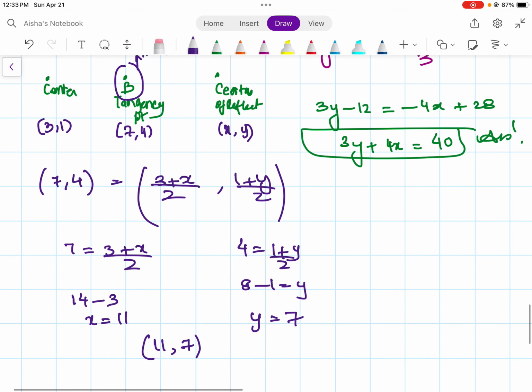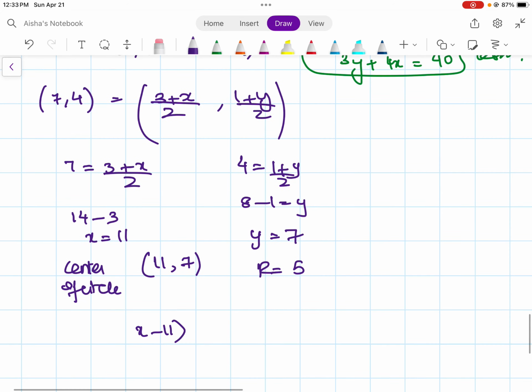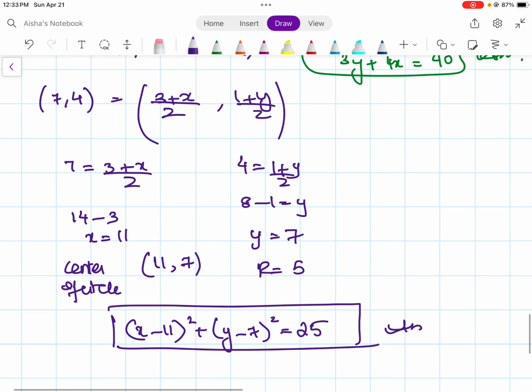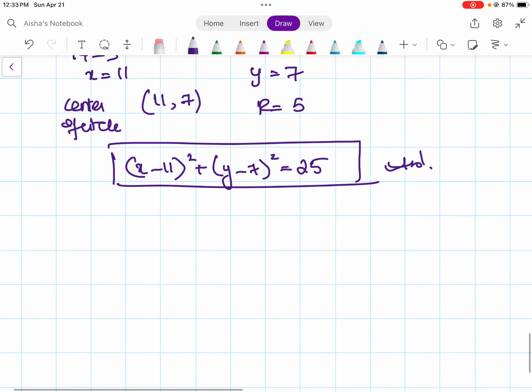11 comma 7 is the center of the circle. Radius will be the same because it's a reflected circle. That's going to be my answer.